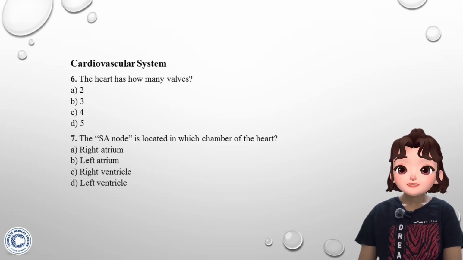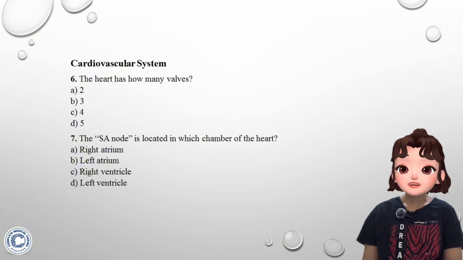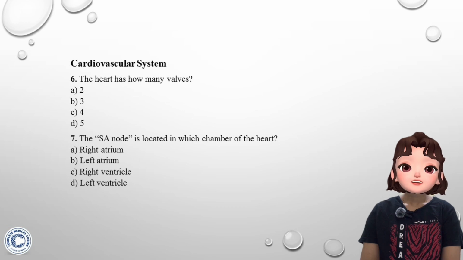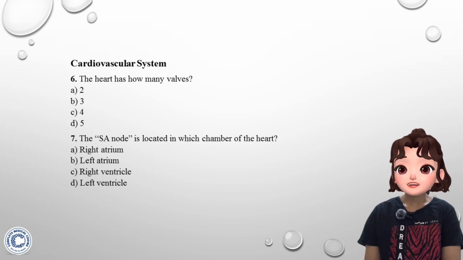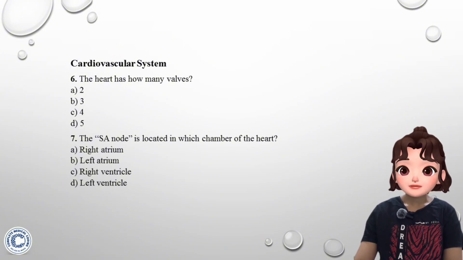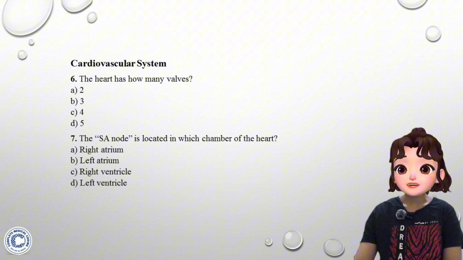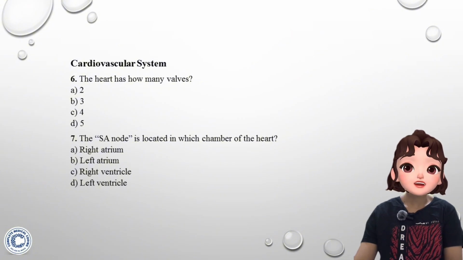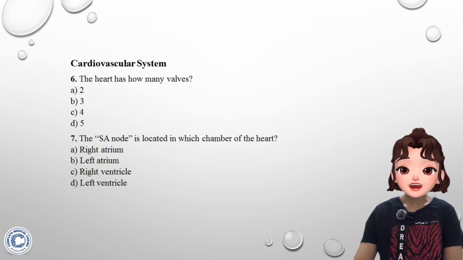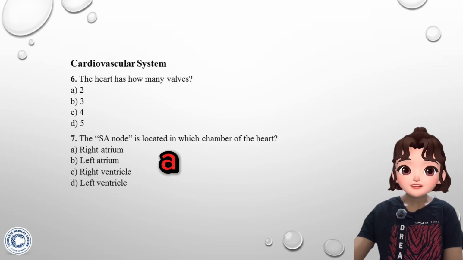Seventh question. The SA node. What does SA node mean? Sinoatrial node. That's the full form. Okay. So the sinoatrial node is located in which chamber of the heart? Options: right atrium, left atrium, right ventricle, left ventricle. So sinoatrial node is located in which chamber of the heart? Answer is option A, right atrium. Okay.